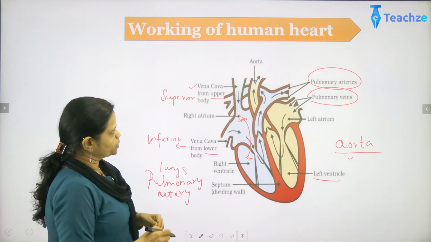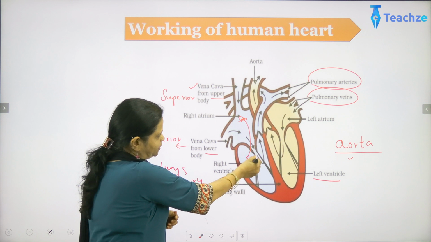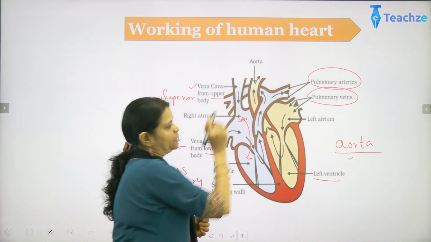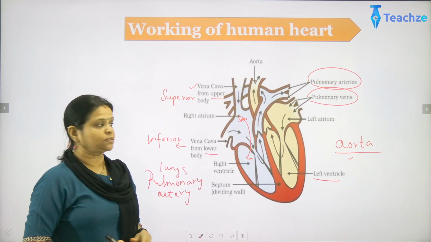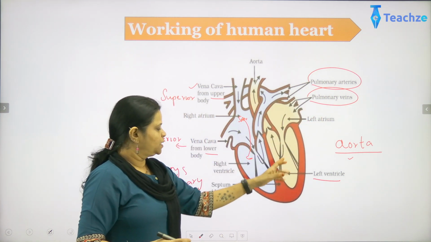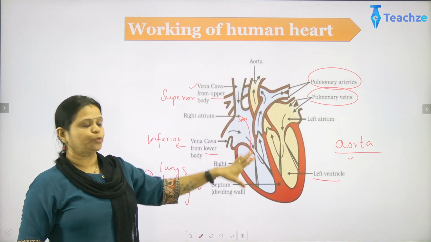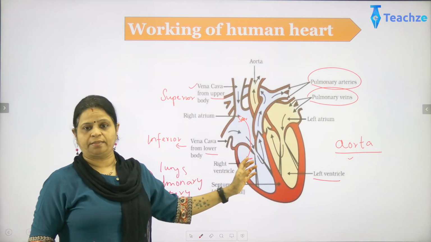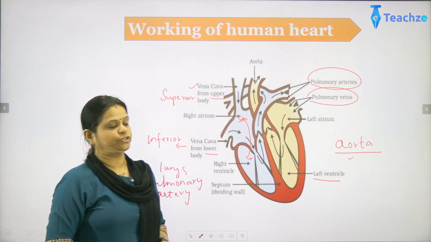So you can see the arrows here on the screen. The blood is entering and moving out towards the pulmonary arteries. It goes back to the lungs, and then the blood is taken in through the pulmonary veins, and you can see a difference between the two portions. This side is entirely deoxygenated blood, and this side will be the oxygenated blood.